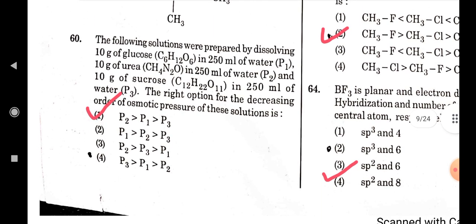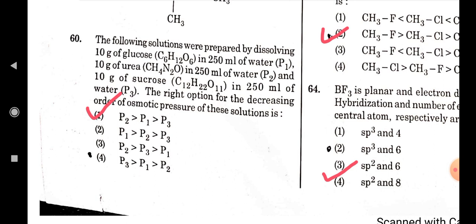Next question: we have a few solutions. For all of them, 10 gram of the solute is dissolved in 250 ml of water. What will be their osmotic pressure? The osmotic pressure is pi equals CRT for a non-electrolyte. R and T are constants, so the deciding factor will be C, the concentration.